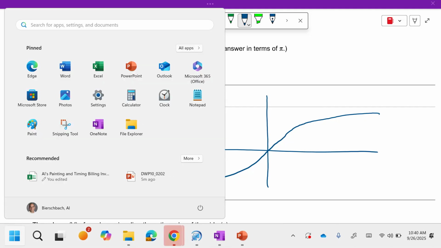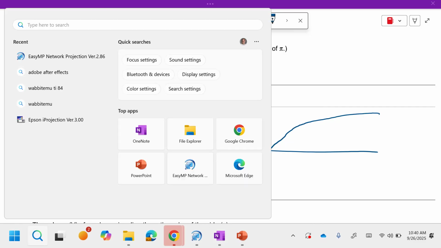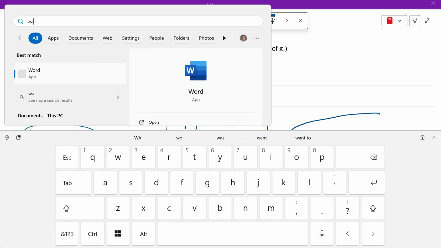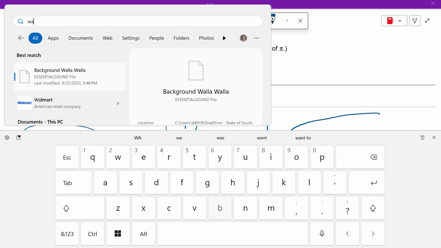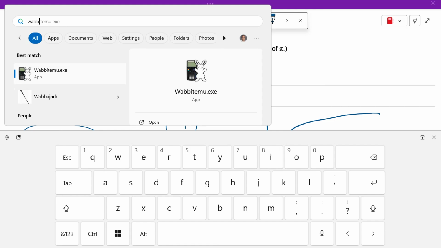Let's see what the graphing calculator does when we bring that up. I restarted it, so... boom.